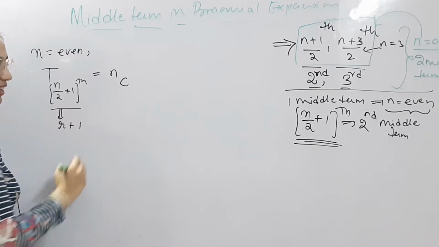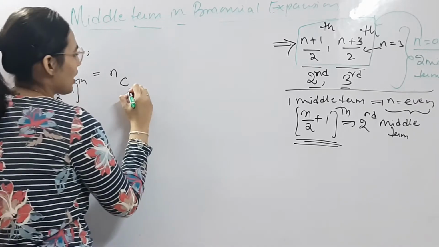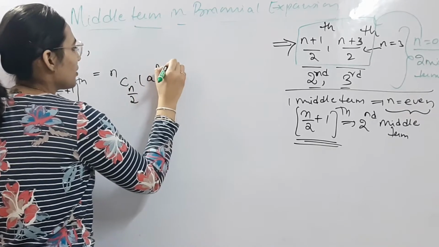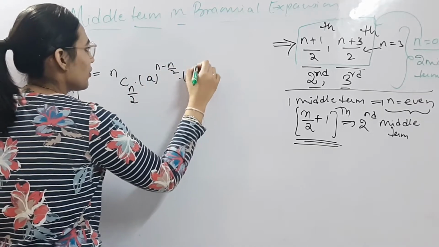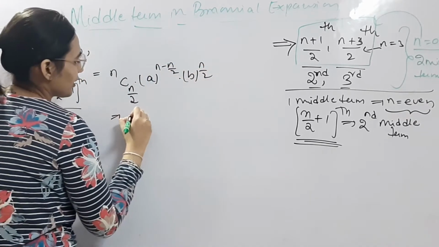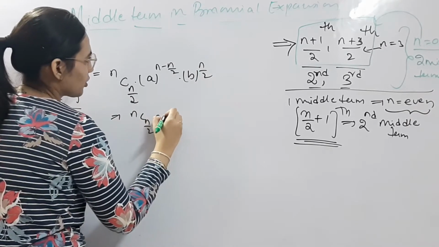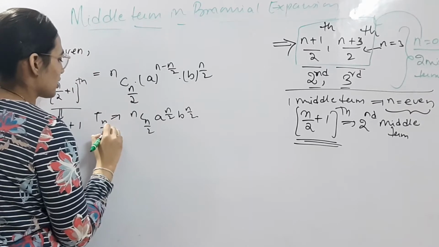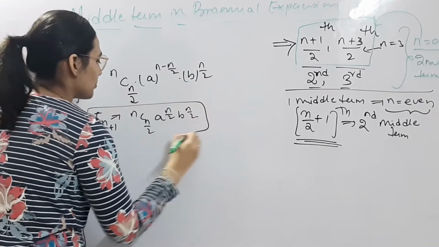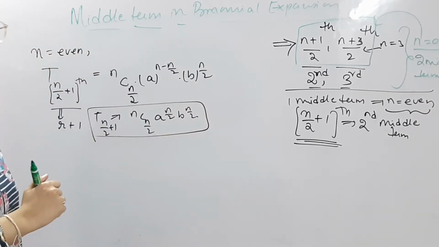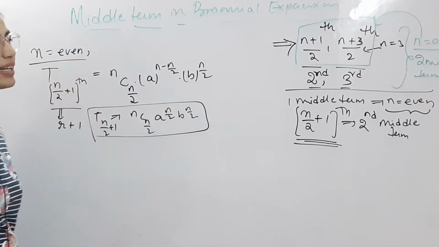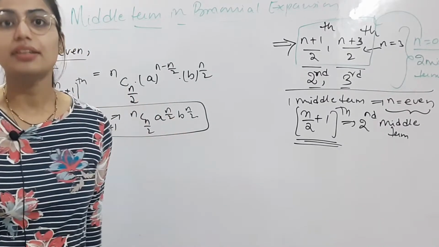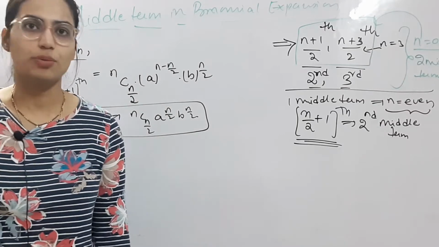and here in place of r we have n/2 directly, and in place of 1 we have n. So r is here n/2: nC(n/2), a to the power of n minus n/2, b to the power of n/2. So we get nC(n/2), a to the power of n/2 and b to the power of n/2. So this is nothing but the middle term of a binomial expansion when n is even. Okay, this is how you find the middle term in a binomial expansion.